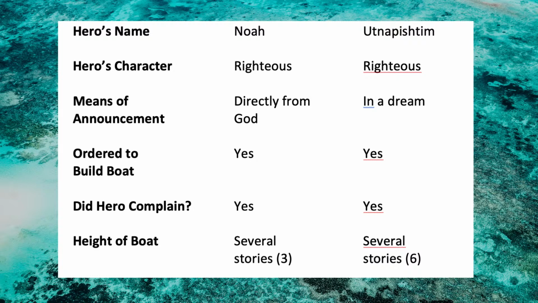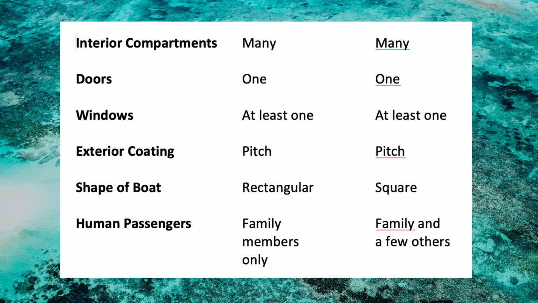And did the hero complain? Yes, in both stories, Noah and Utnapishtim had something to say back to the gods. The height of the boat was several stories, 3 in Genesis, and 6 in the Gilgamesh epic. It had many interior compartments. It had one door. It had at least one window, an opening, to let the birds out.